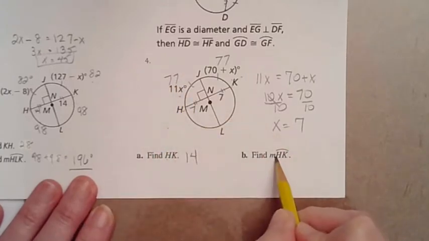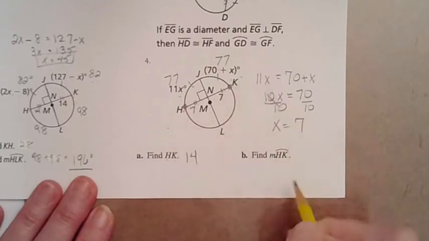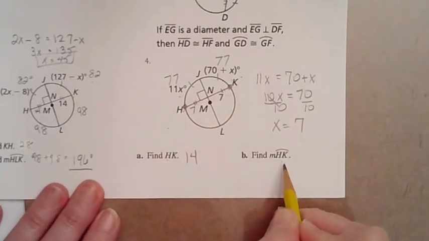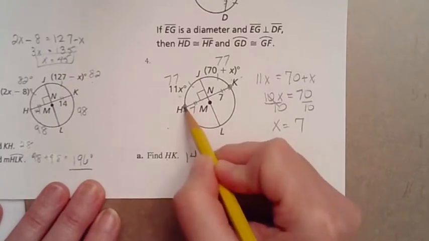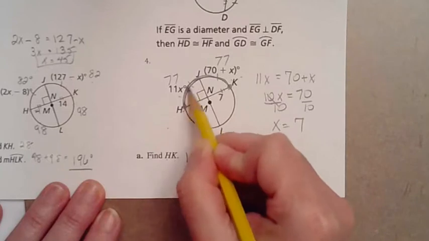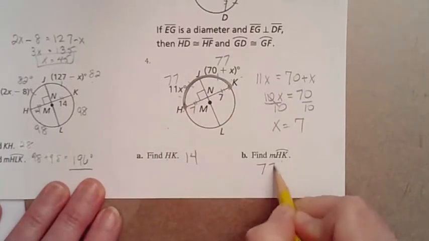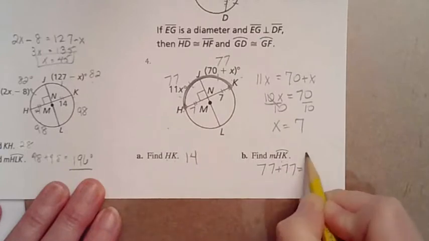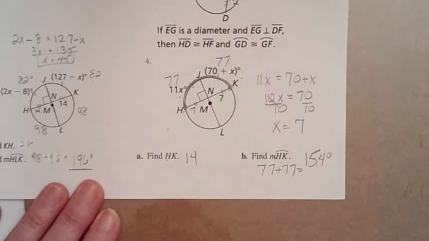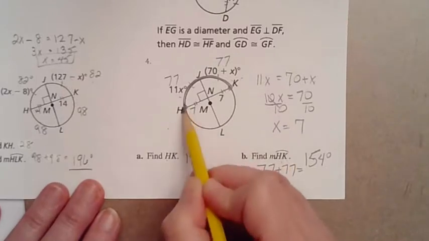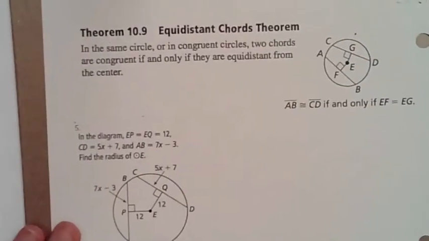They want H, K. Well, here's H, here's K, so the arc is going to be only 2 letters. That's the minor arc. That means you're going to figure out which side is less than 180 degrees, and that's the side. So it's 77 plus 77, and that's 154 degrees. HK is 154. All right, let's move on to the next few.